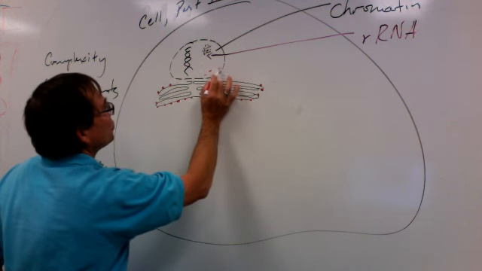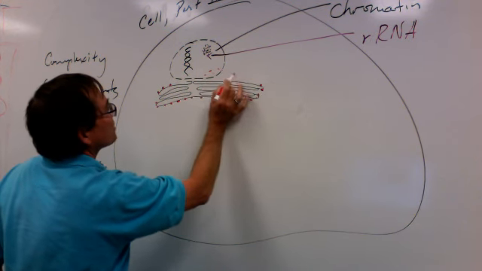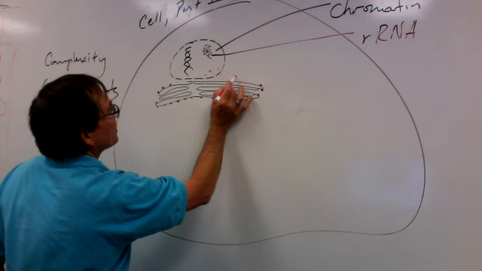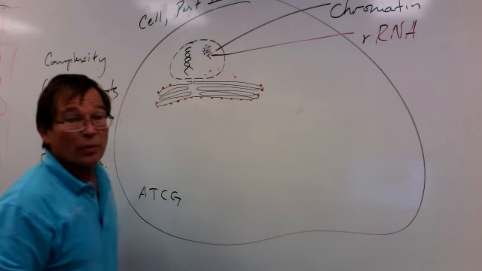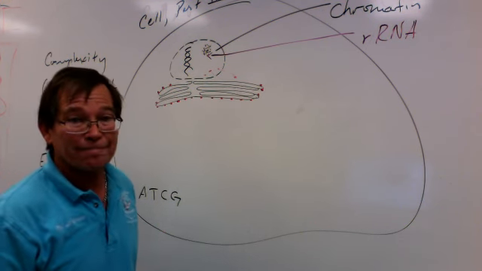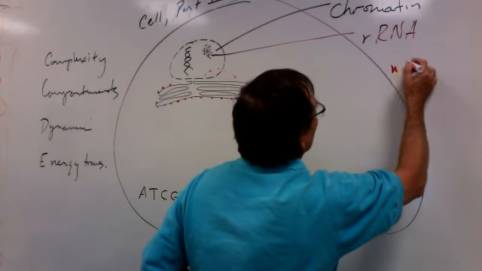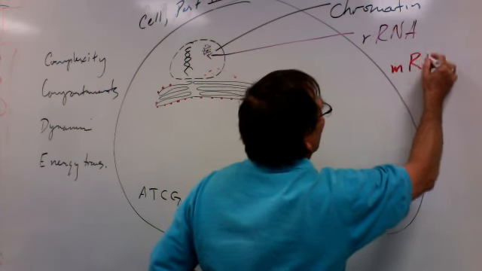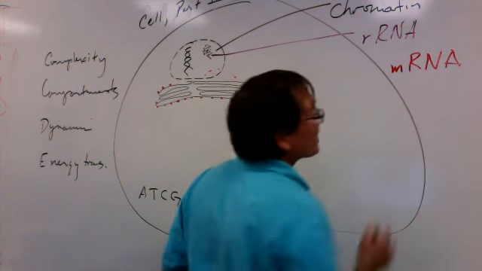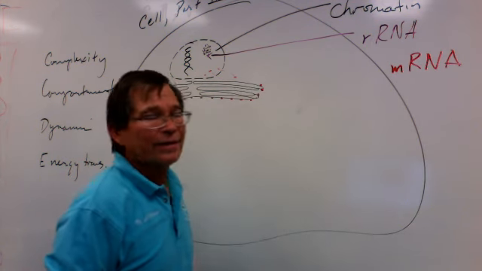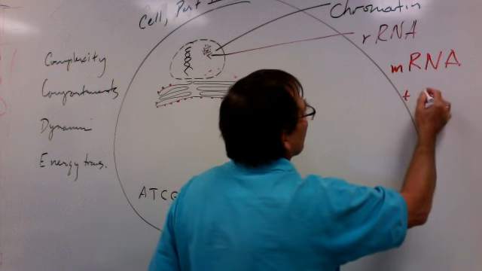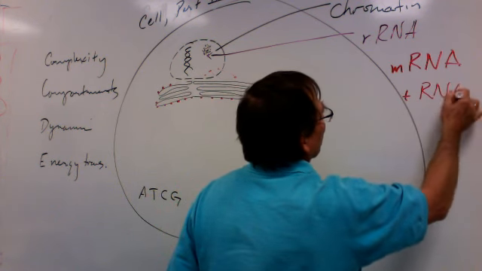Those subunits move out of the nucleus and then combine when they meet up with messenger RNA. Okay, so that's another form of RNA. I'm going to write it here. Messenger RNA. All right, there's actually 3 forms of RNA. Might as well tell you the third form is called transfer RNA.